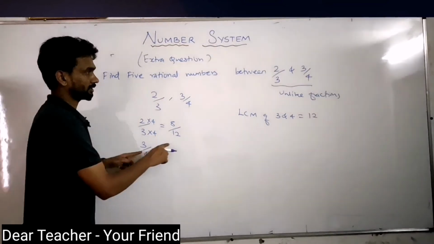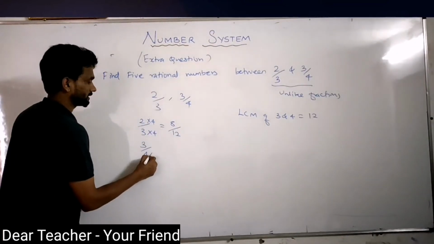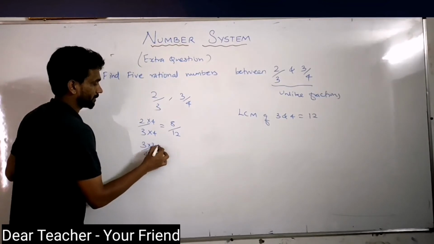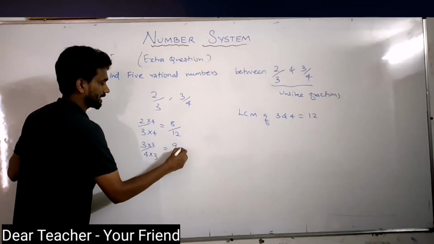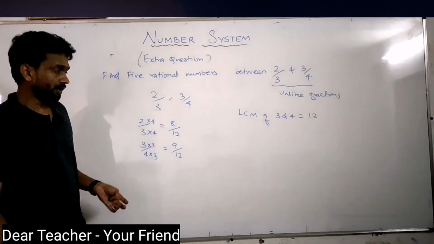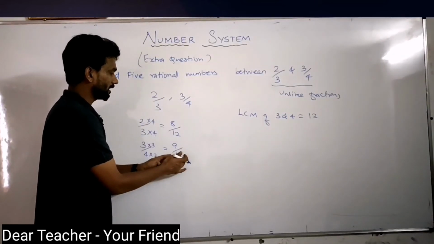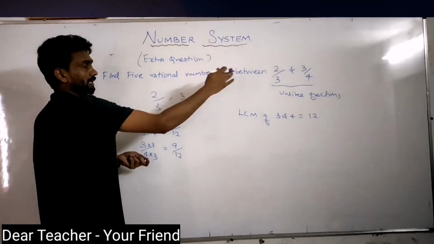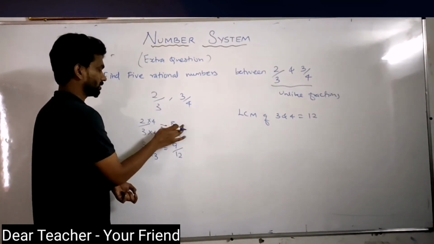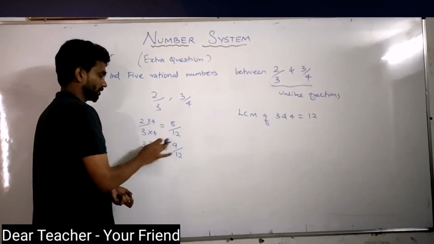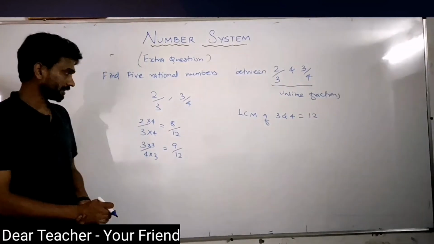We know 4, how can you convert it to 12? 4 3s are 12. So the same I am repeating for the numerator also. 3 3s are 9 by 12. Now we have the fractions. What is that? 8 by 12 and 9 by 12. We know these two are equivalent fractions. 2 by 3 equals 8 by 12 and 3 by 4 equals 9 by 12.